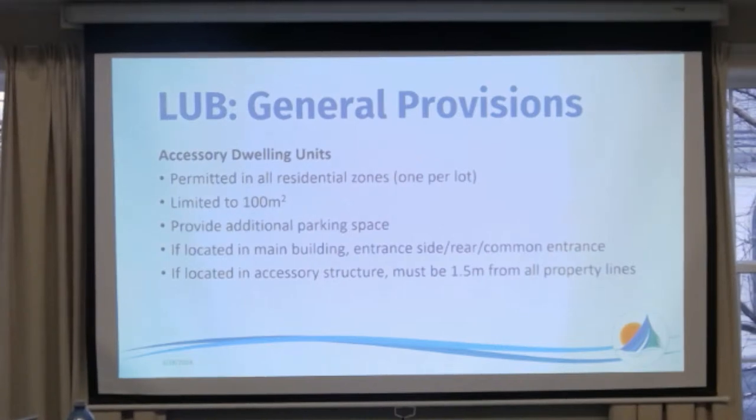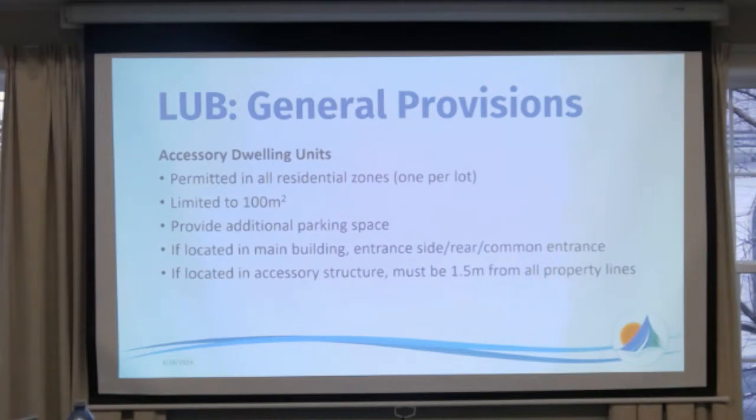Next would be accessory dwelling units. This is the piece I was mentioning earlier. This is a new use in this plan. In 2004, this term didn't really exist. Essentially, as I mentioned, they're permitted one per lot in all residential zones. The units are limited to 100 meters squared, which is about 1,000 square feet, so a modest apartment size. You need to prove that you can provide an additional on-site parking space for the folks who would be living there.